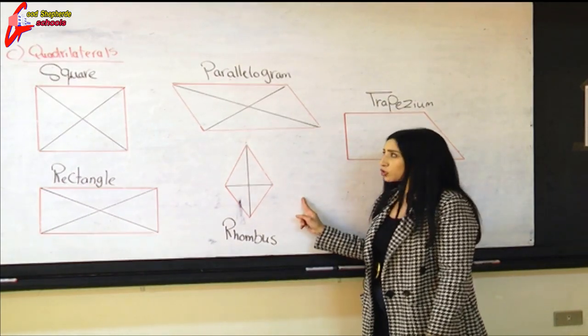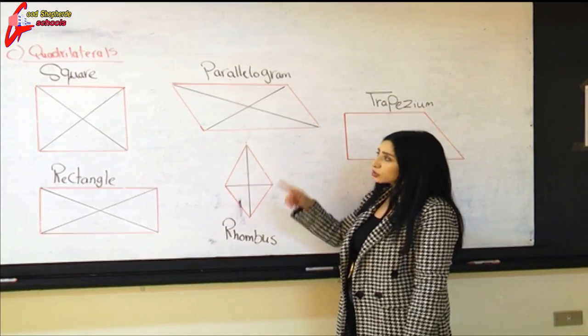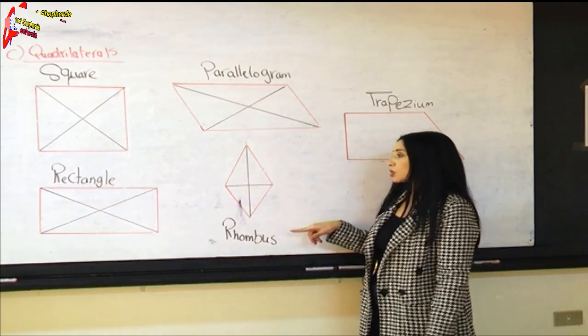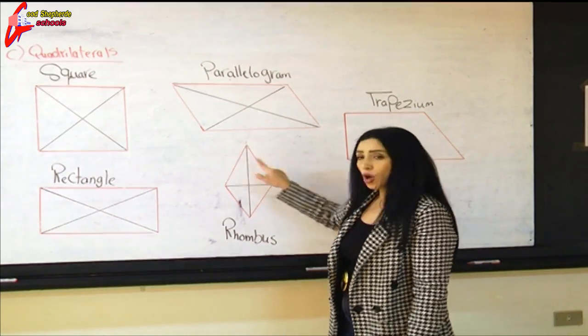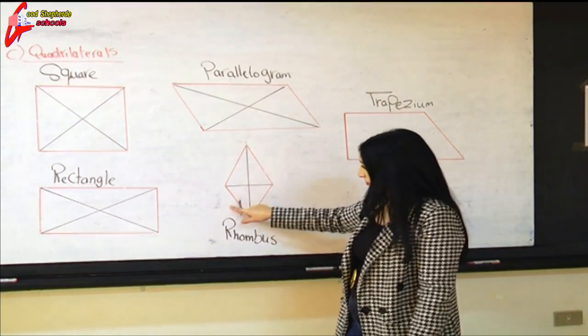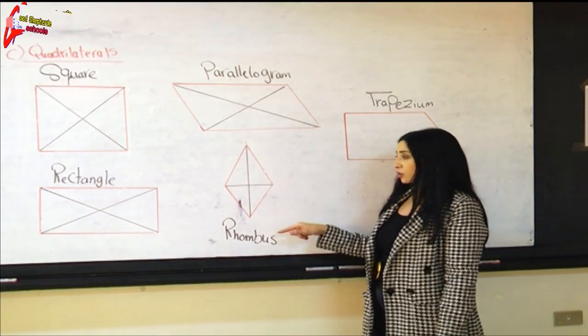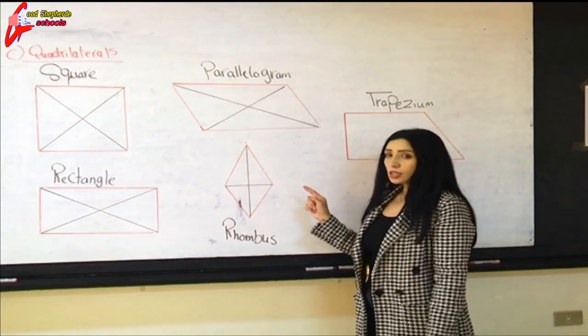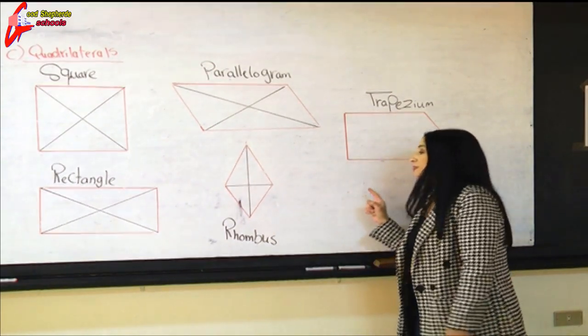Here's the fourth shape of quadrilaterals. It's called rhombus. Rhombus is nearest to square. It has 4 sides equal in length. Each two opposite sides are parallel. Its diagonals are not equal in length but perpendicular.